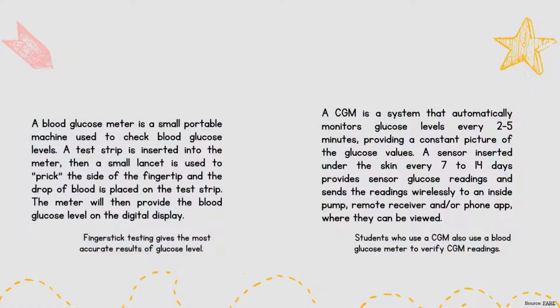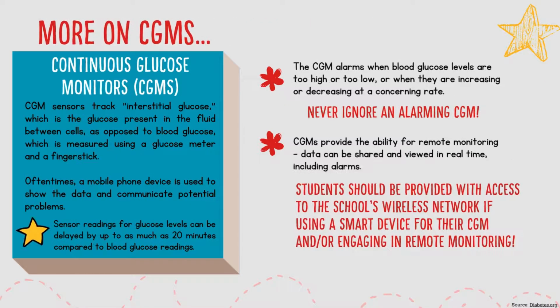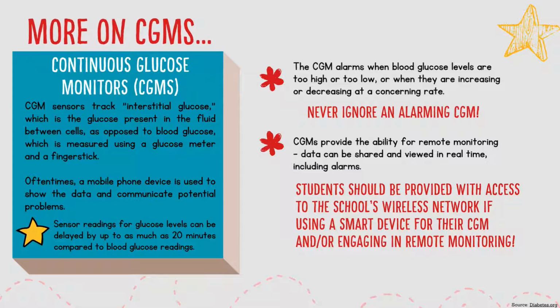Since more and more students are wearing continuous glucose monitors, let's take a closer look. CGM sensors track interstitial glucose, which is the glucose present in the fluid between cells, as opposed to blood glucose, which is measured using a glucose meter and a finger stick. Oftentimes, a mobile phone device is used to show the data and communicate potential problems. Because of the way they work, sensor readings for glucose levels from a CGM can be delayed by up to as much as 20 minutes compared to blood glucose meter readings.